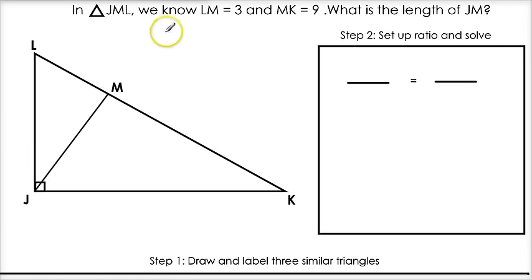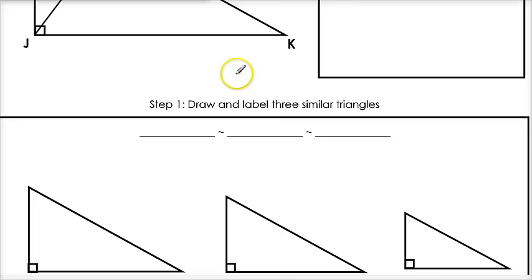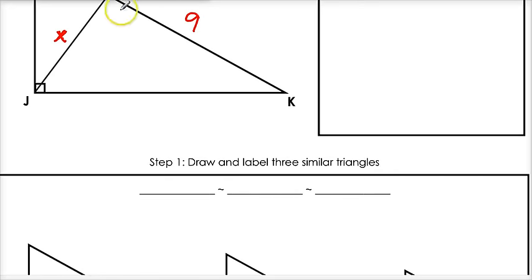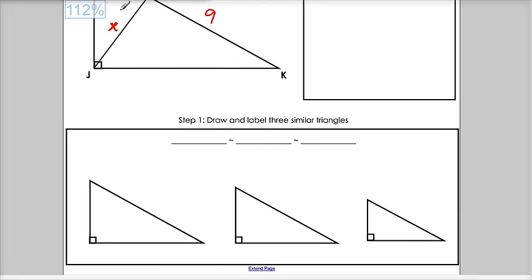All right. In JML, we know that LM is 3. That's right here. And we know MK is 9. What is the length of JM? Now, when it's telling you what's the length of something, let's put an X there. All right. So that's step one. Just label things. Now what we're going to do is draw our three similar triangles, just like we've been doing.